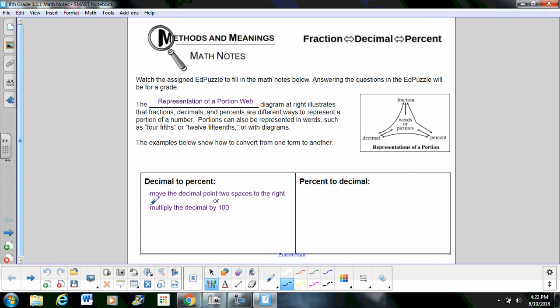if I wanted to change the decimal 0.75 or 75 hundredths to a percent, we would take this decimal point and move it over 1 space, 2 spaces to the right, and it would be equal to 75%.